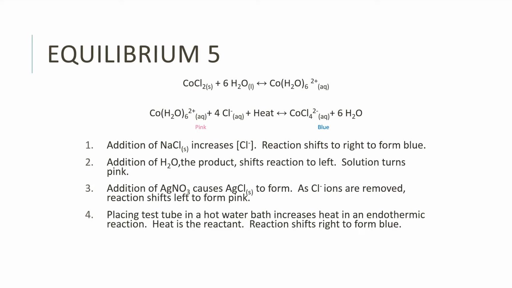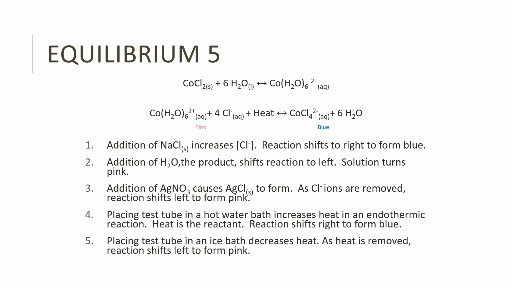Then, if you place the test tubes in a hot water bath, thus increasing the temperature in an endothermic reaction, the reaction shifts right to form blue. Placing the test tube in an ice bath decreases the heat. As heat is removed, the reaction shifts to the left to form pink.